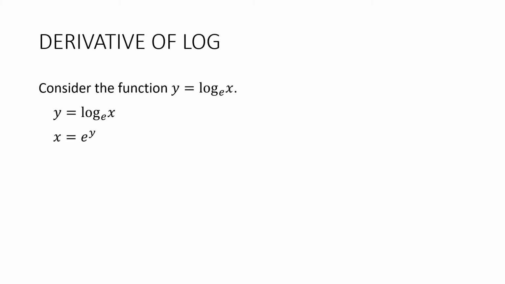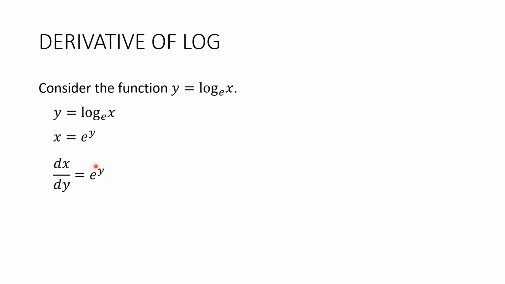And now I'm going to differentiate this, but I'm going to do something a little bit strange. I'm going to differentiate x with respect to y. We normally do dy dx, not dx dy. But you learnt in Year 11 that it's fine for us to change the variables around. So we're just going to do dx dy. The derivative of e to the y with respect to y is e to the y. It's unchanged.